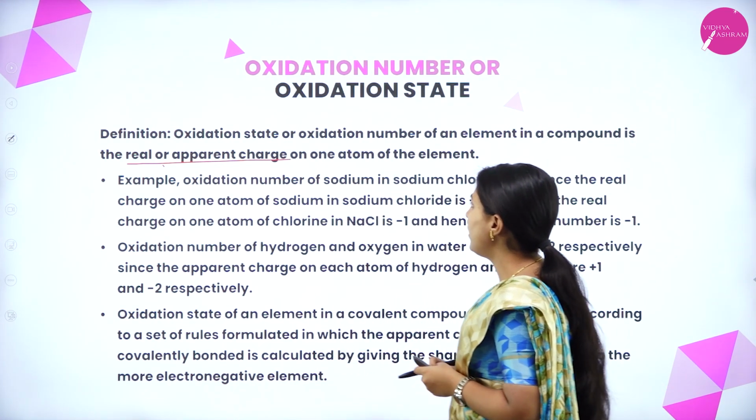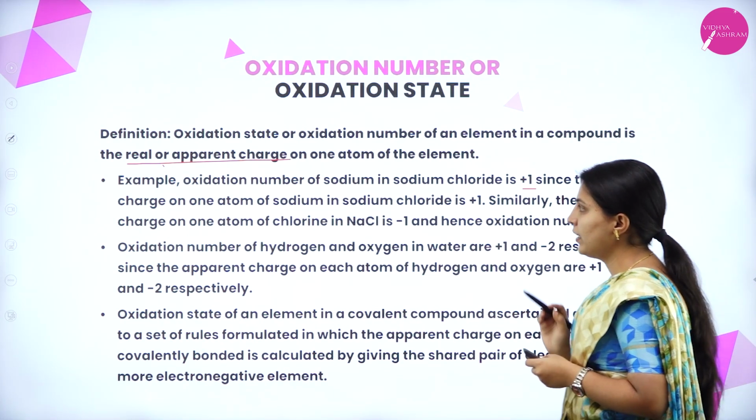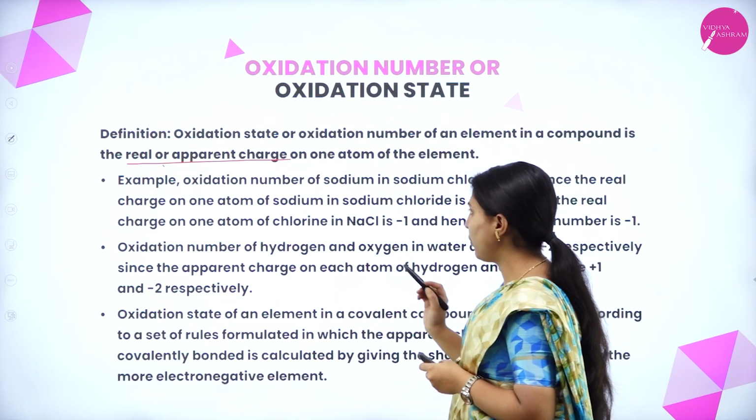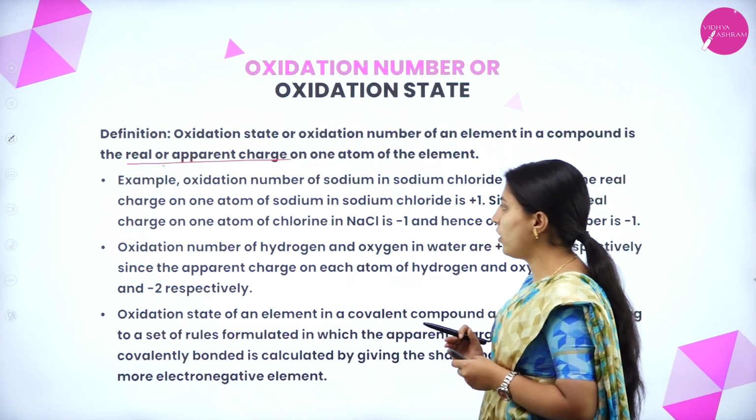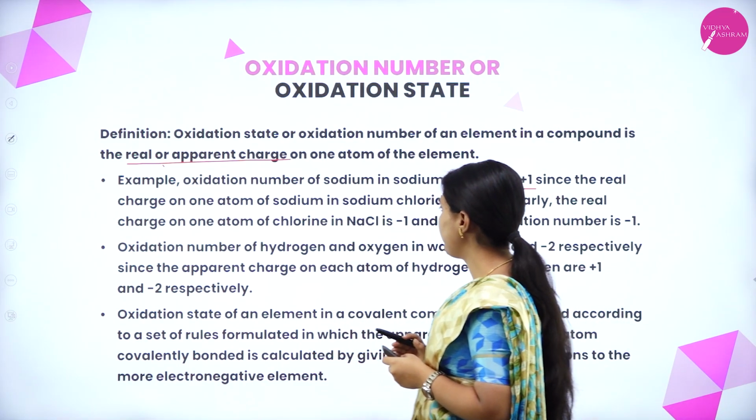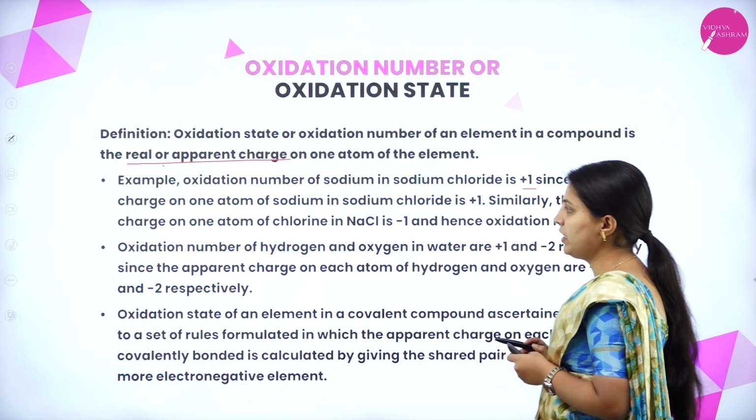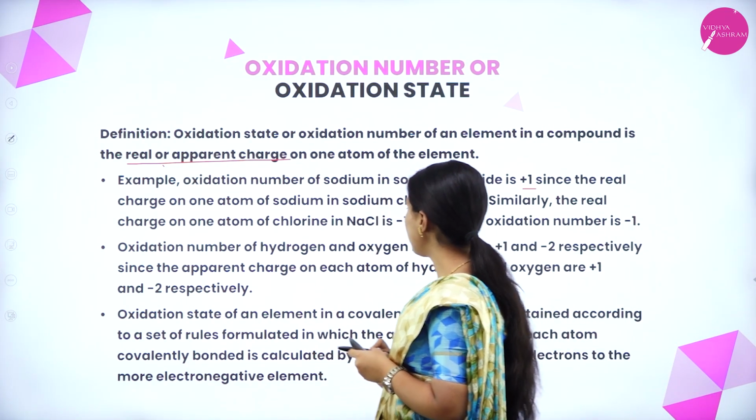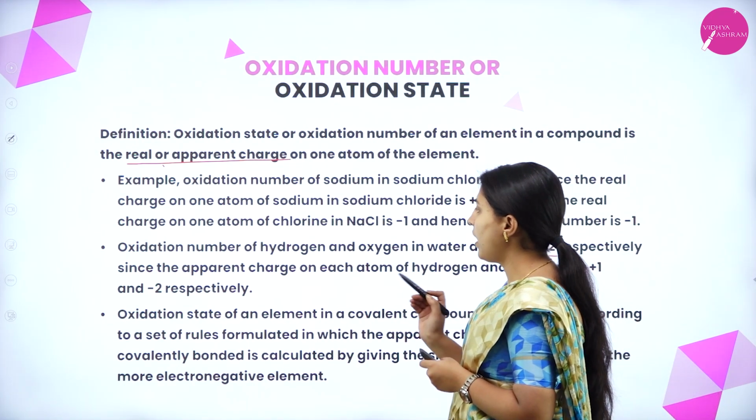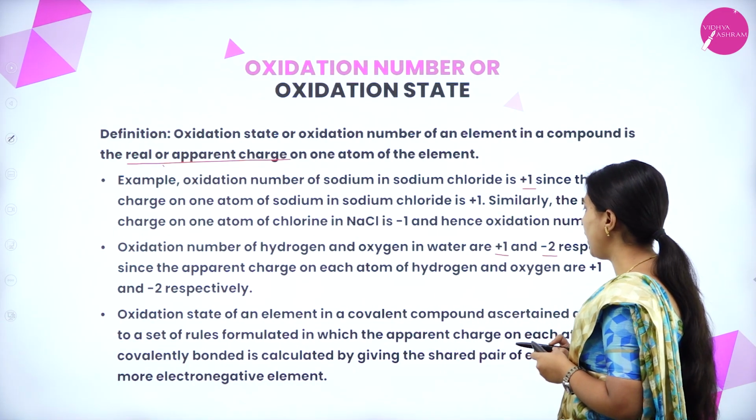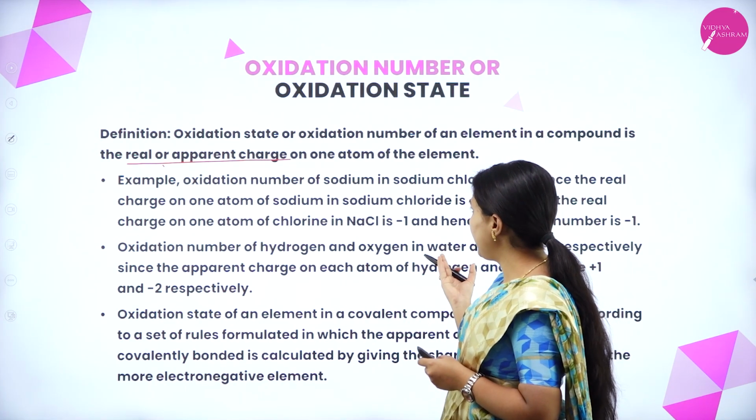Example: the oxidation number of sodium in sodium chloride is +1, since the real charge on one atom of sodium in sodium chloride is +1. Similarly, the real charge on one atom of chlorine in NaCl is -1, and hence its oxidation number is -1. The oxidation numbers of hydrogen and oxygen in water are +1 and -2 respectively, since the apparent charges on each atom of hydrogen and oxygen are +1 and -2. What do you mean by real charge?